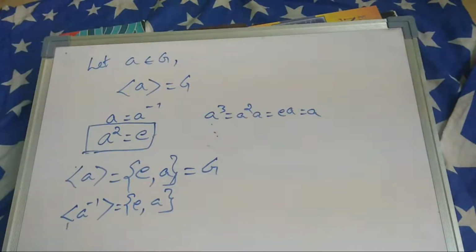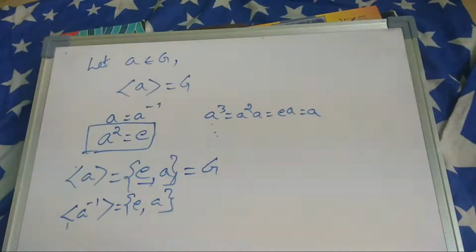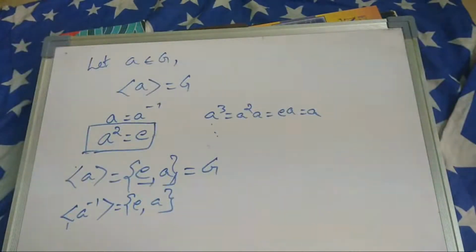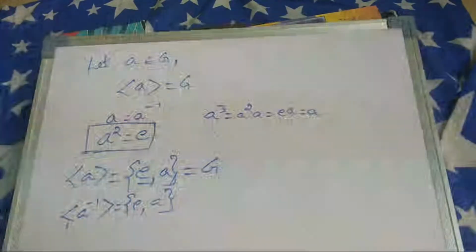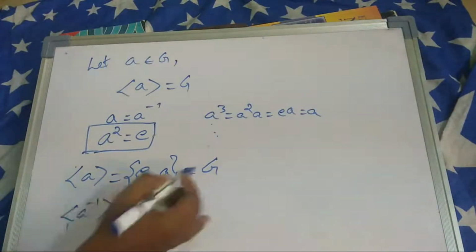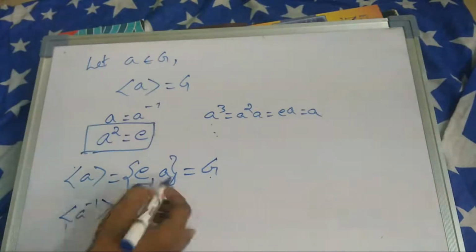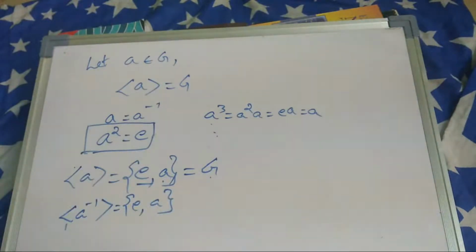Now, what are all the generators of this group? Definitely not the identity element, so there is exactly one generator for this group. So whenever we have an element whose inverse is itself, and G turns out to be the subgroup generated by A, where A is equal to its own inverse, then the number of generators in this group is exactly 1, and you cannot say it is even in number.